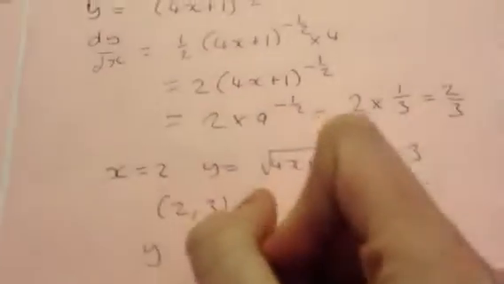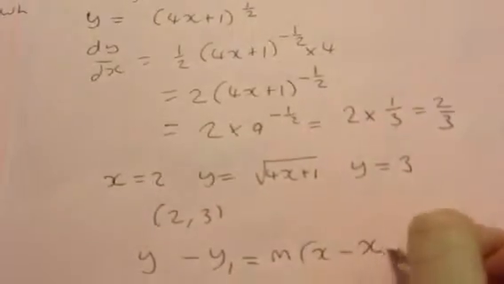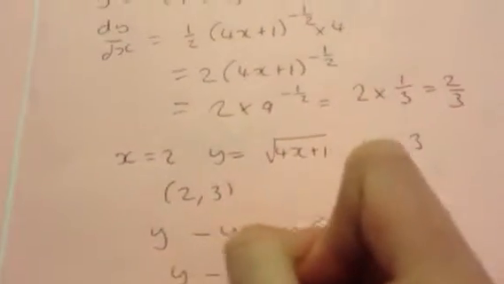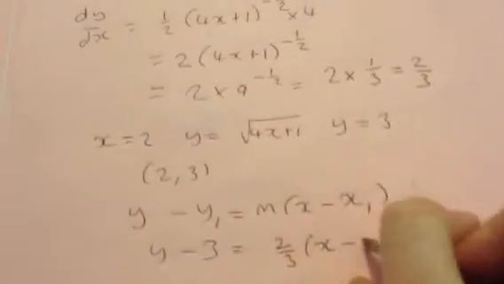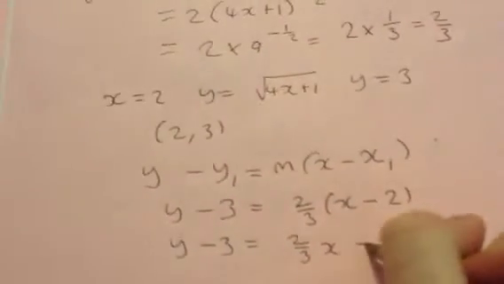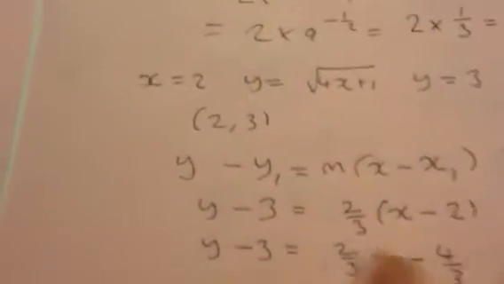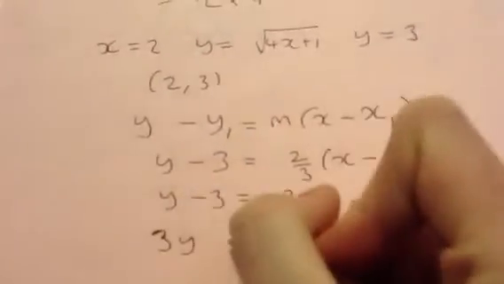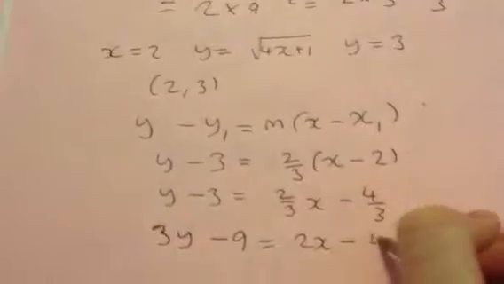So we use y minus y1 equals m(x minus x1). Okay, so we do y minus 3 equals 2/3 (x minus 2). So I get y minus 3 is 2/3 x minus 4/3. Now we want it in the format ax plus by plus c equals nothing, where a, b and c are integers, preferably. So we're going to times right through by 3. Now make sure you times everything by 3 right through, like so.